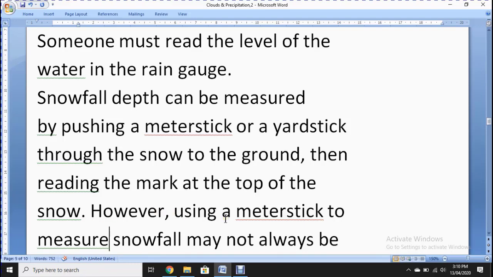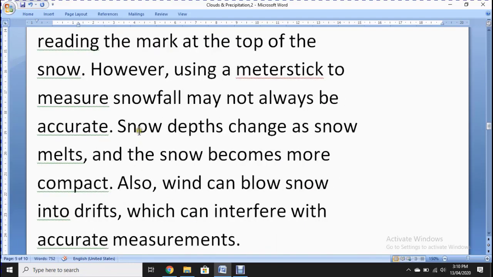However, using a meter stick to measure snowfall may not always be accurate. Snow depth changes. Why? Because it's very light and fluffy, so the depth is not the same everywhere. Also, as snow melts, the snow becomes more compact, and wind can blow snow into drifts, which can interfere with accurate measurement.